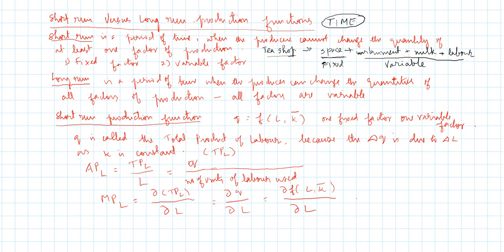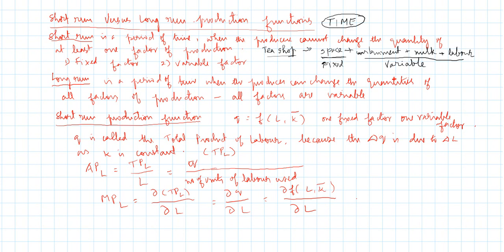Now there is the average product of labor, which is equivalent to the total product of labor divided by the number of units of labor used. Say for example 100 units produced and there are 10 laborers, then 10 is the average product of labor. Similarly, we can also talk about the marginal product of labor, something like marginal utility, which is the first order derivative of the total product of labor with respect to labor. So this is how we understand mathematically how the average product of labor and the marginal product of labor are derived.